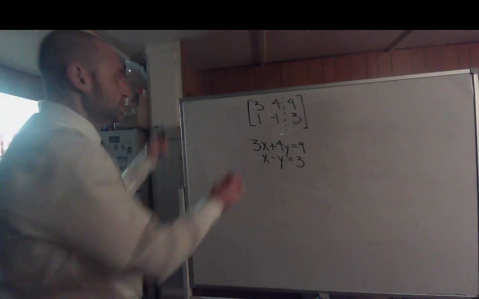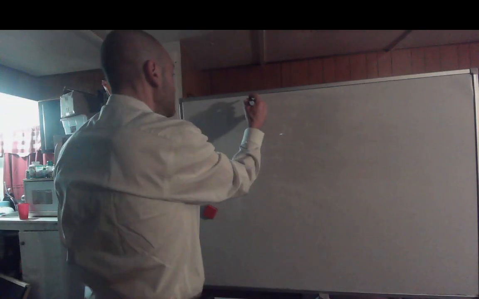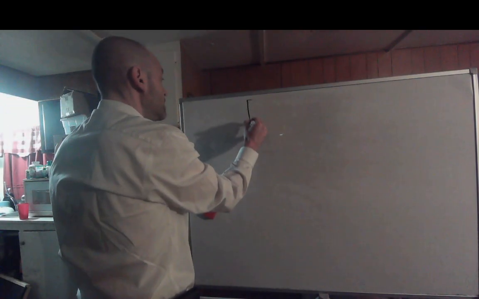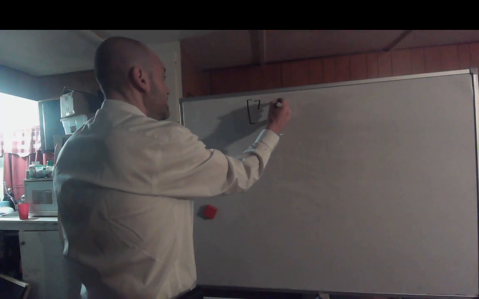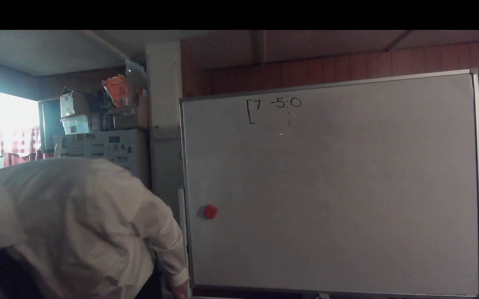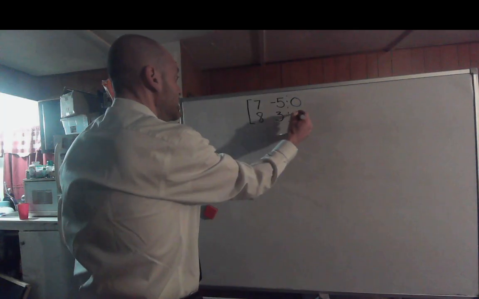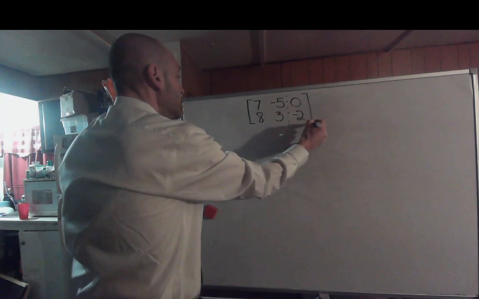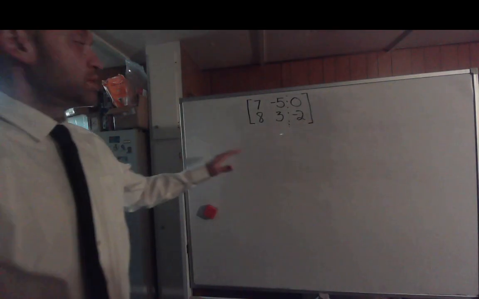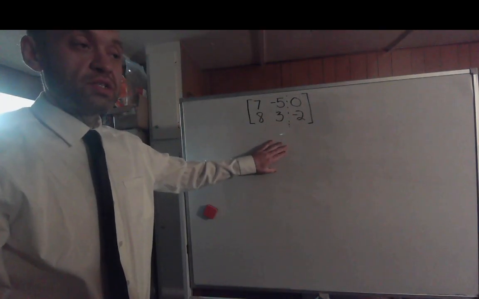And I got more of these. Alright, we have 7, negative 5, and 0. Then we have 8, 3, and negative 2. So how are we going to represent this particular augmented matrix as a system of equations?